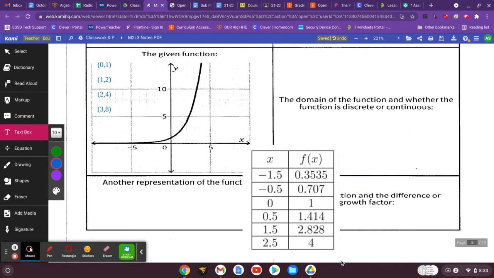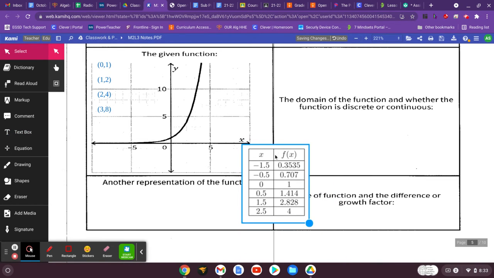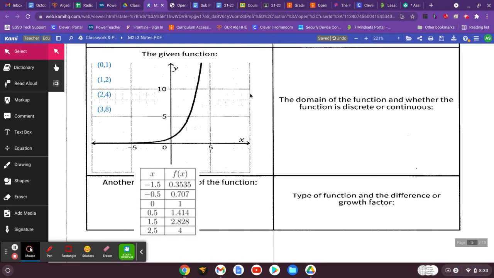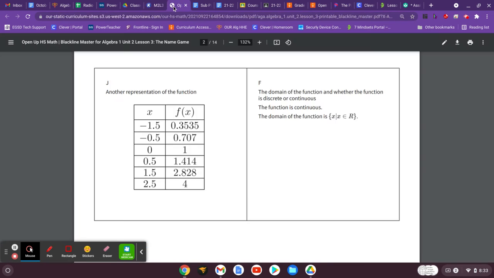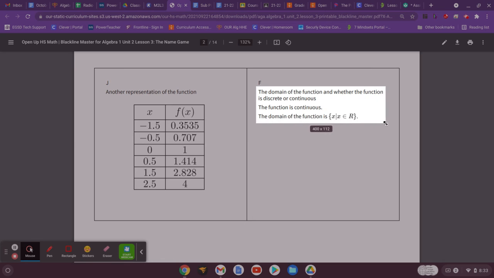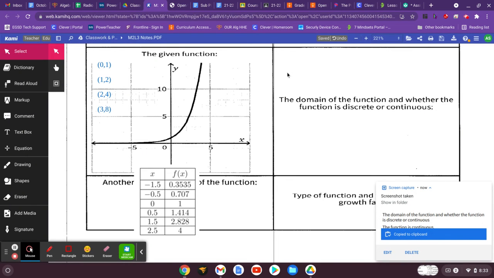Here we go. Select. Let's make this a little smaller. It's the one that's supposed to go with it. And then we see that our domain is continuous and it is all real numbers. So we're going to put that one over here for our domain.